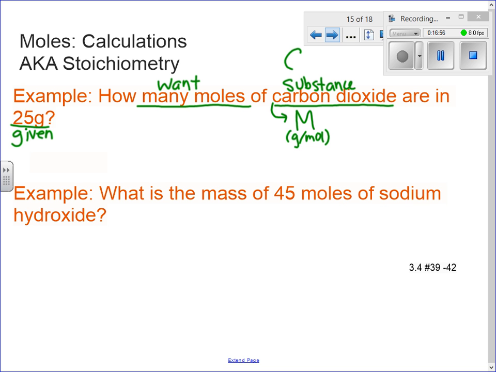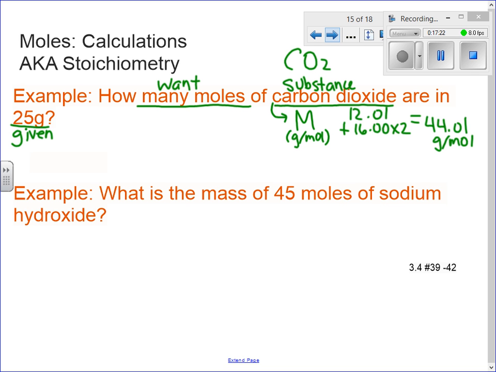So we already saw CO2 today, but just in case you'd forgotten, I would be doing 12.01, which is the mass of 1 atom of carbon, plus 16 times 2. That's because I have not 1 but 2 atoms of oxygen. That tells me 44.01 grams per mole.